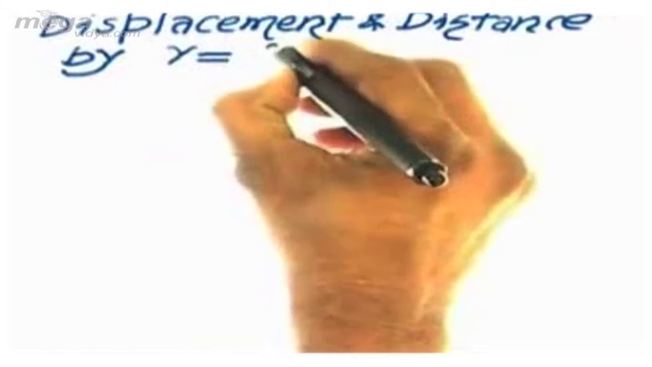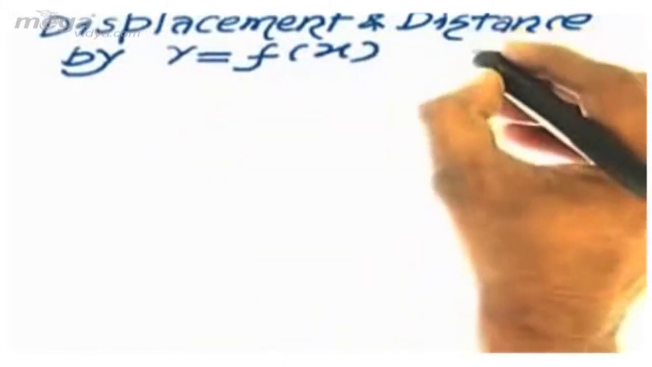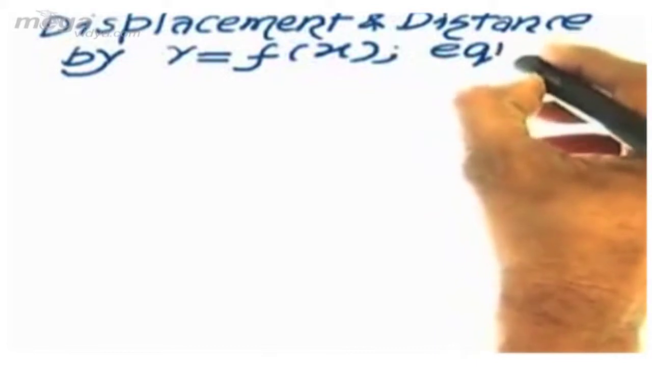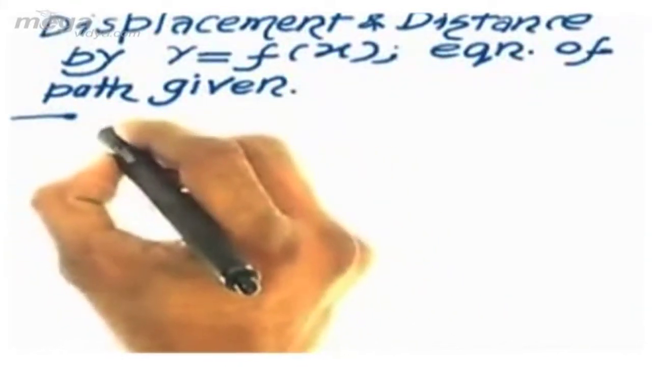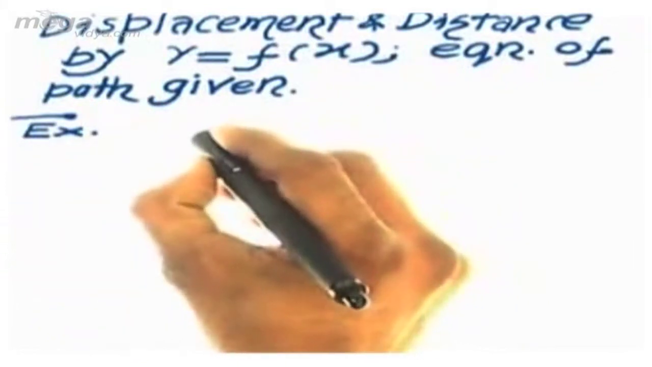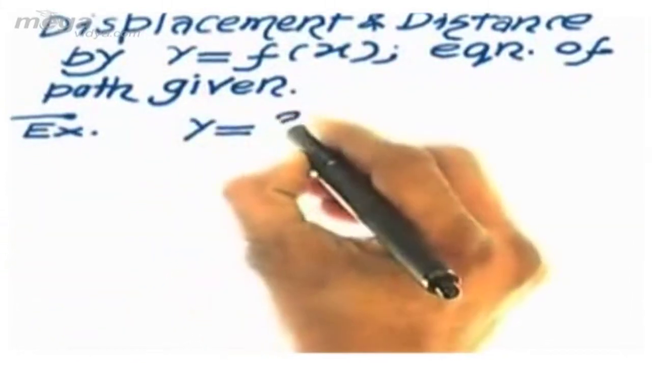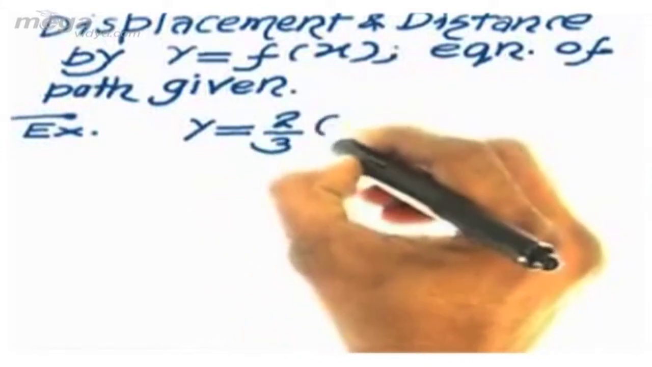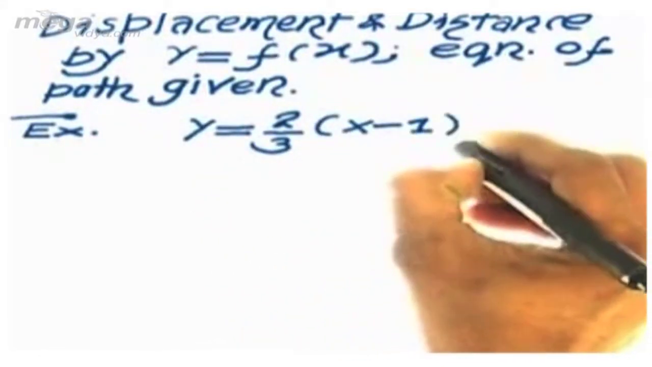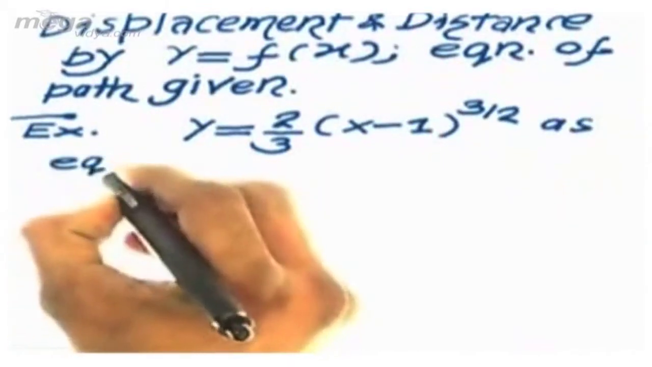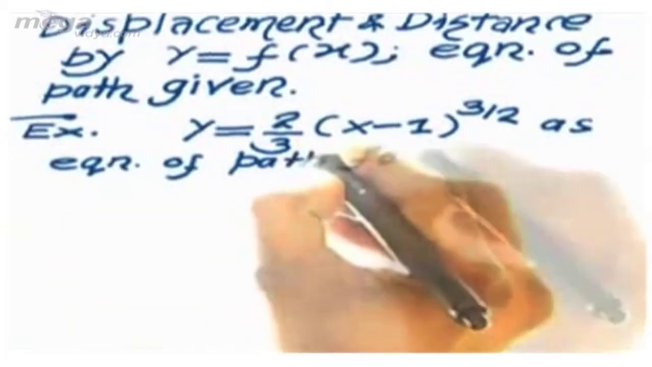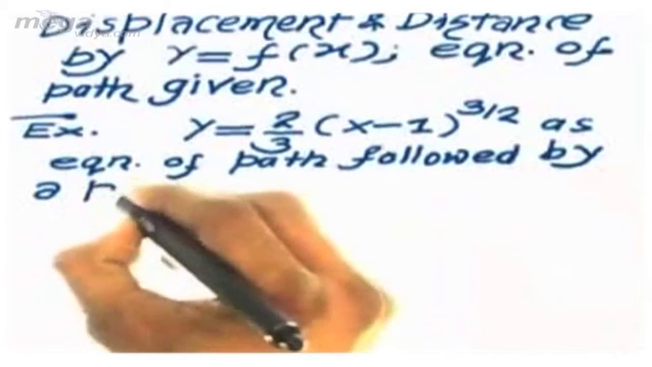Displacement and distance, when y equal to a function of x means the equation of the path is given. Just consider an example. In this example, we have been given an equation y equal to 2 by 3 times (x minus 1) to the power 3 by 2 as the equation of the path followed by a particle.